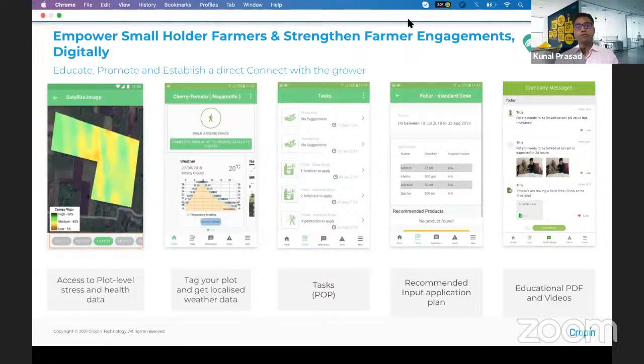You can also record your videos and do your promotions, and all of that is a part of our farmer application. This basically helps you to connect to your end customers better and build trust so that you are there with them all the time.